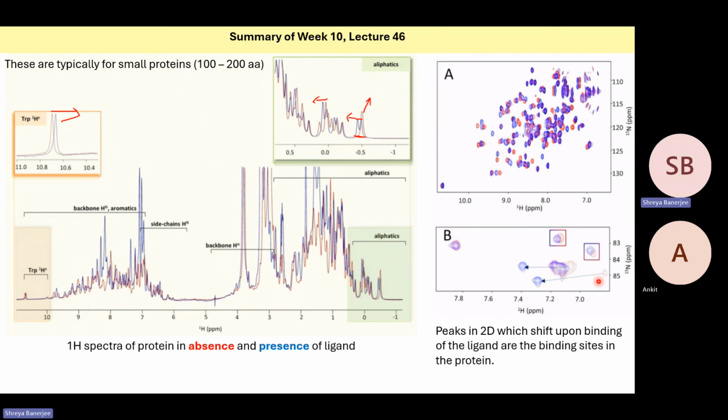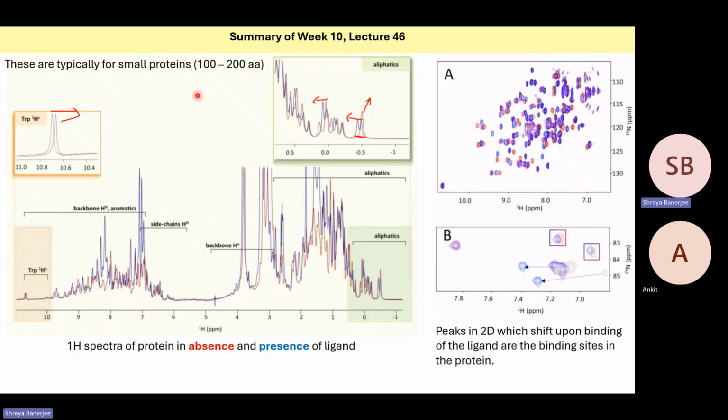So you can see that there are some peaks which shift a lot. You can see this red peak is shifting such a lot. So this is definitely in the binding site because its chemical environment is changing so much. Then similarly, this peak is also, the delta delta of this peak is large, so it is part of the binding site. But if you look at this peak, the red and the blue are superimposed. So it is not affected by binding of the ligand, so it is not part of the binding site. So this will help you determine which amino acids are part of the binding site in the protein.